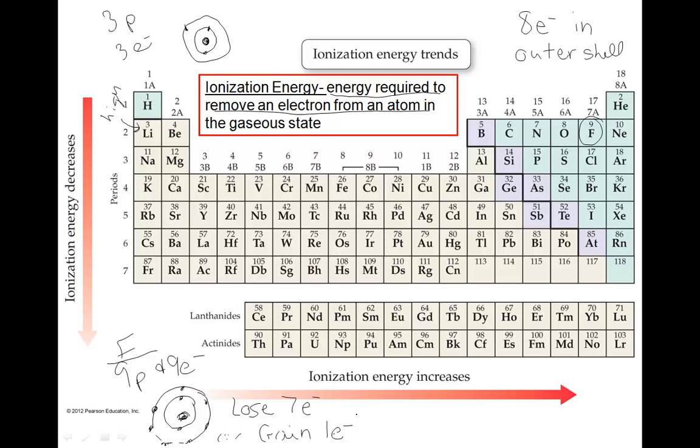Okay, what it does is it wants to gain 1 electron because that's easier. So it's not going to lose 7. That's way too hard. So if it's going to want to gain 1 electron, do you think it's going to take a lot of energy to remove electrons?